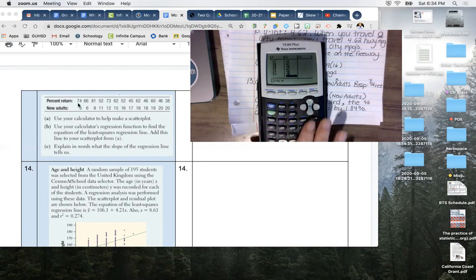In here, what we have to do once we get the data in is you go back to stat again, but now we want to calculate stuff. We want to go over to calculate.